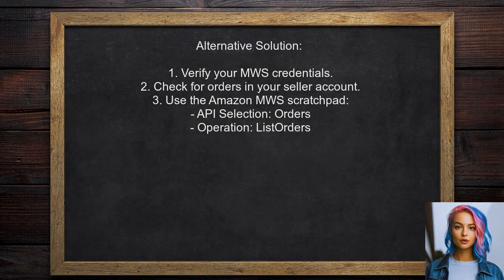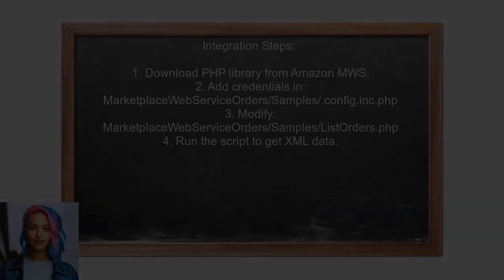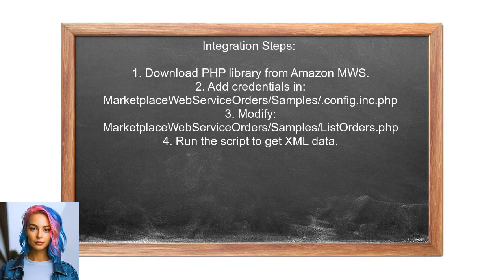An alternative approach suggests verifying your Amazon MWS credentials and ensuring you have orders in your seller account. You can use the Amazon MWS Scratchpad to test your API calls, specifically using the list orders method. For integration, download the PHP library from Amazon MWS. Add your credentials in the config file, and then modify the list orders script with your parameters. Running this script in your browser will return your order data in XML format.